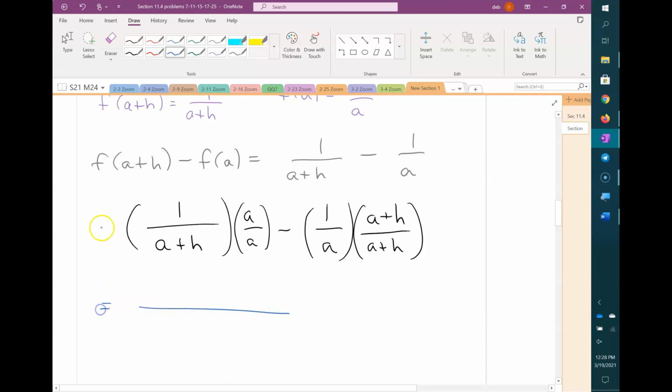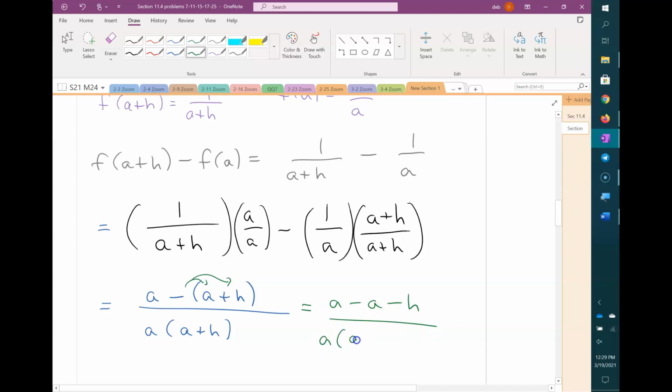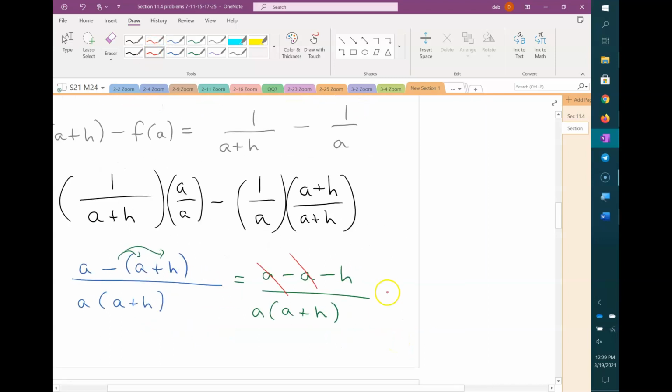So now we have a denominator of a times a plus h, and a numerator of a minus a plus h. So I'm going to distribute that negative and get a minus a minus h over a times a plus h. And we can see that these a's are going to cancel. So I have minus h over a times a plus h.